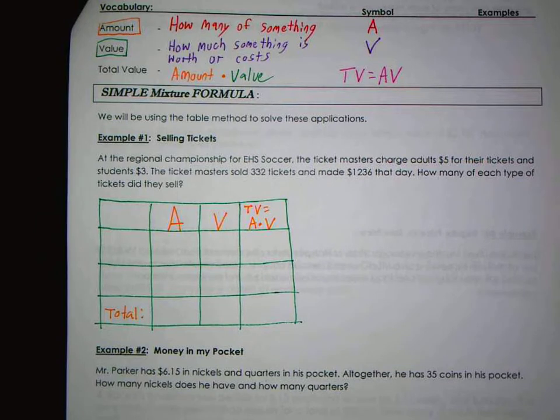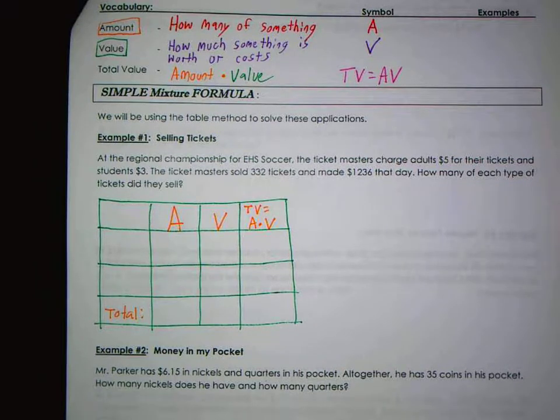Previewing the problem, at the regional championship for EHS soccer, I'm guessing that's Emporia High School soccer, the ticket masters, that's who sells the tickets, they charge adults $5 for their tickets and students $3. The ticket masters sold 332 tickets and they made around 1,236 that day. How many of each type of tickets did they sell?